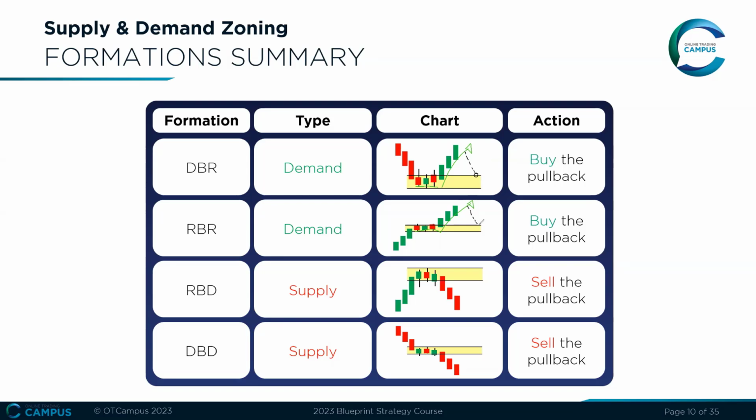We're going to buy the pullback into demand, as we would then expect price to rally from those areas. Likewise, for the rally-based drop, RBD, or the drop-based drop, DBD, those are both supply zones. So we have the inverted U-shape as well as a drop-based drop. What's most important to us is the base and the decline out of the base.